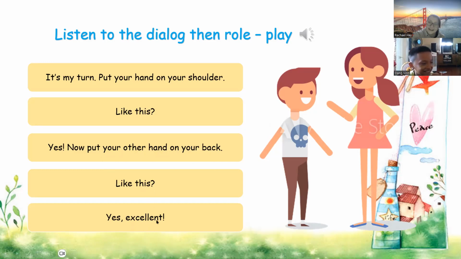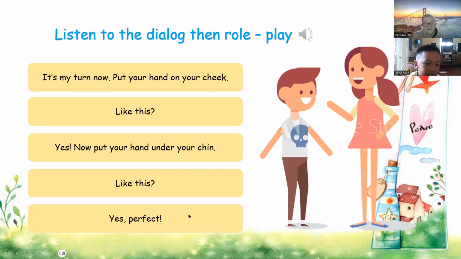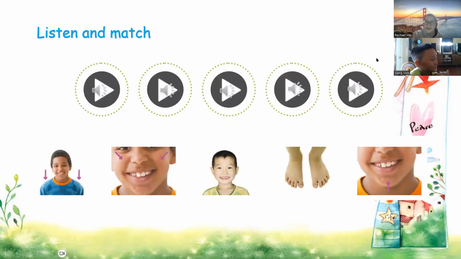Okay, let's sound the word out. Yes, excellent. Well done. Okay, next one. It's my turn now. Put the hand on the cheek. Like this. Yes. Now put the hand under the chin. Like this. Yes. Perfect. Good. Okay. So let's listen and let us match.